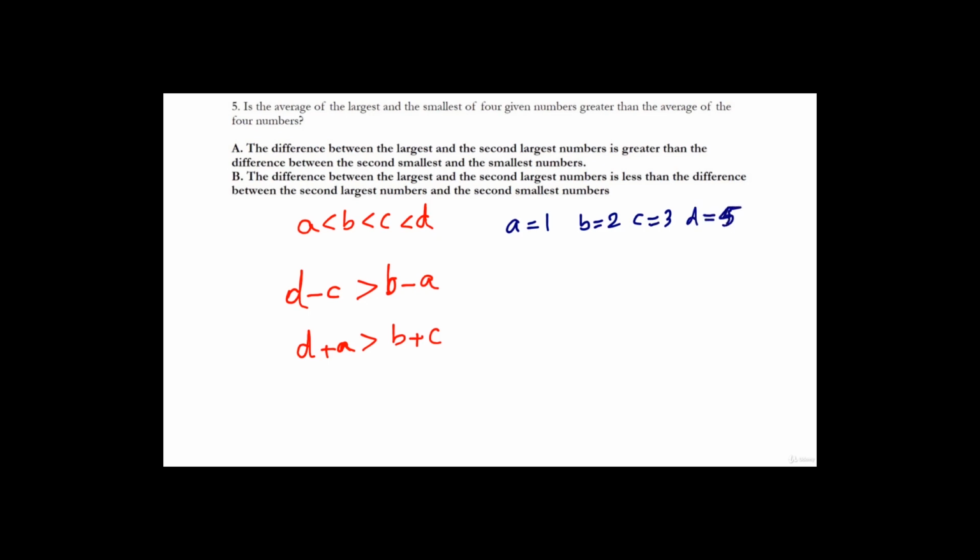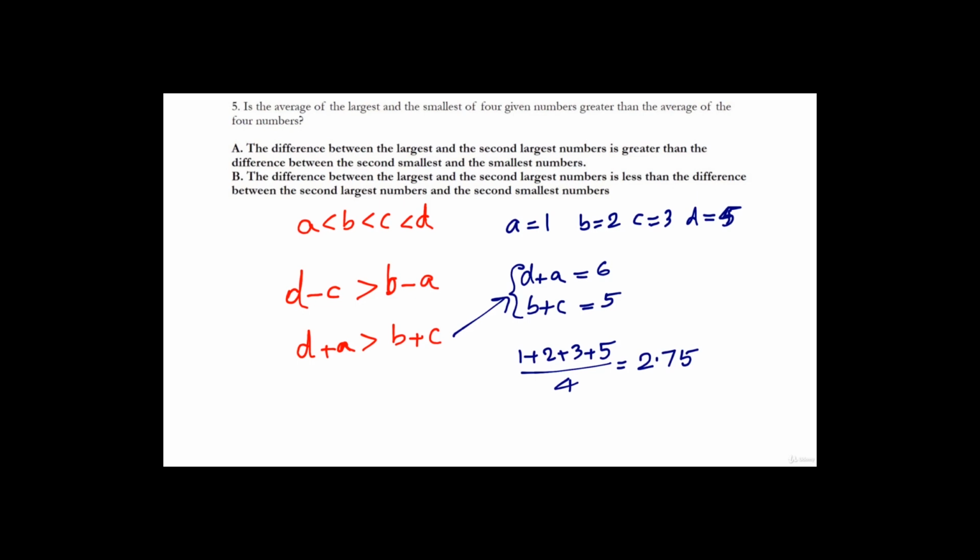If we consider 4, B plus C and A plus D will become equal. So we have to consider D a little more than 4. So in that case, D plus A is 6 and B plus C is 5, and this particular condition is satisfied. Now, what we are supposed to do is find out the average of all the four numbers. So 1 plus 2 plus 3 plus 5 whole divided by 4 will give 11 by 4, which is 2.75.